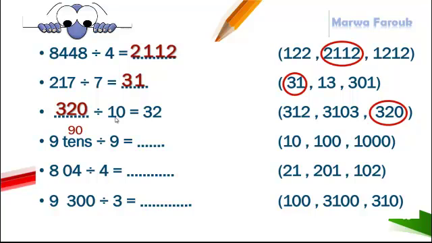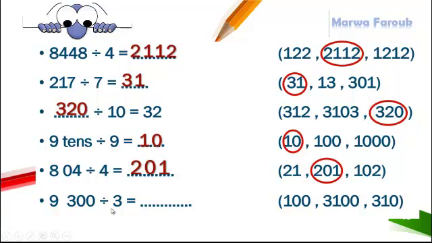Next one, 9 tens divided by 9, and we know that tens has a 0, so it will be 90. 90 divided by 9. 9 divided by 9 equals 1, and 0 divided by 9 equals 0, so we got 10, put a circle around it. 804 divided by 4. 8 divided by 4, 2. 0 divided by 4, 0, and 4 divided by 4, 1, so we got 201. Next one, 9300 divided by 3. 9 divided by 3, 3.